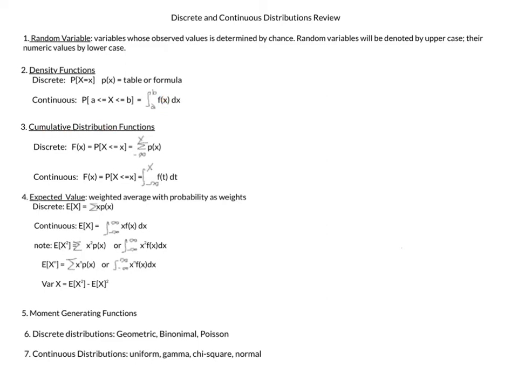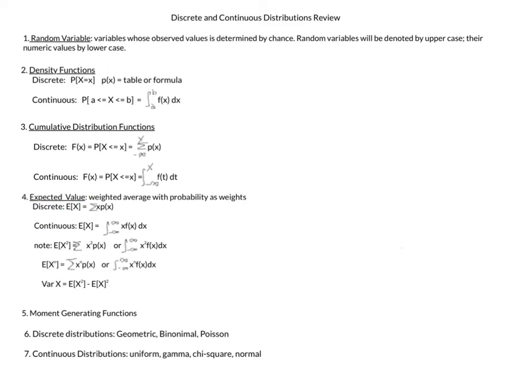Cumulative distribution functions are denoted with a capital F. That's the probability that a random variable x is less than or equal to little x, our value. If you recall, we think of walking along the real number line from negative infinity up to x, and we add up all the probability densities that we've accumulated from negative infinity to x. So this is our formula. We just sum up all the probability density we've gotten from negative infinity to x, or for continuous functions, we integrate from negative infinity to x, and then t is our dummy variable of integration.